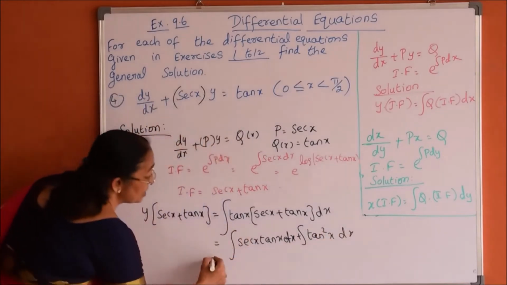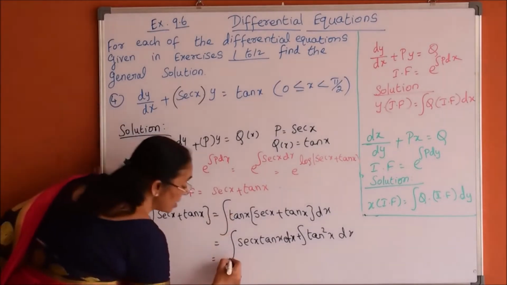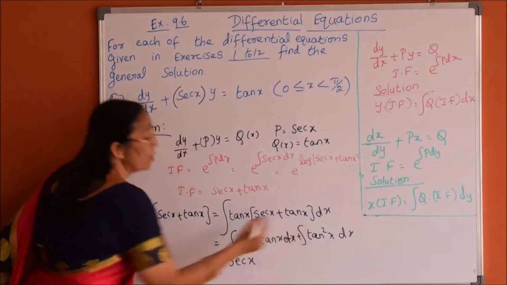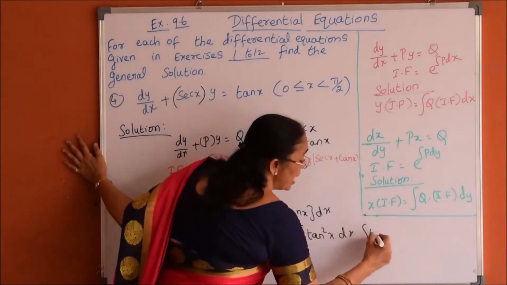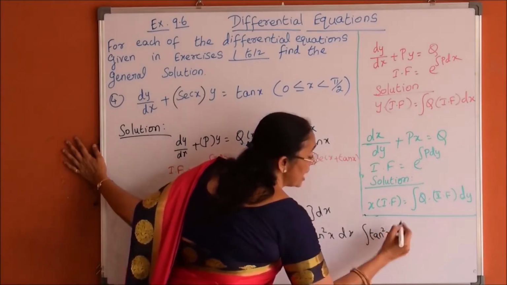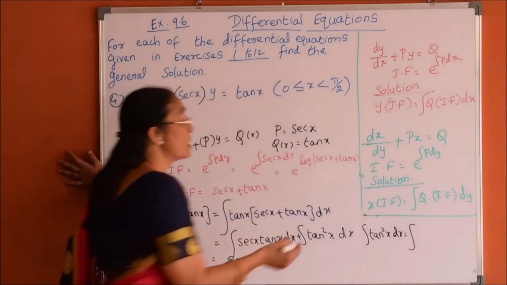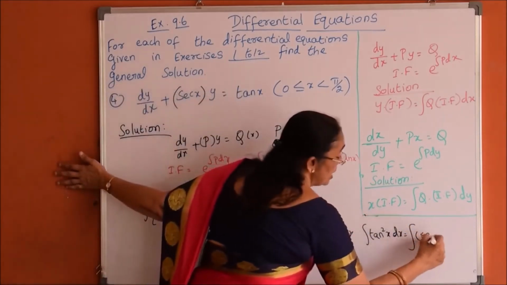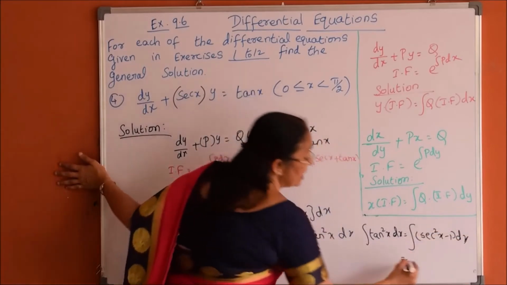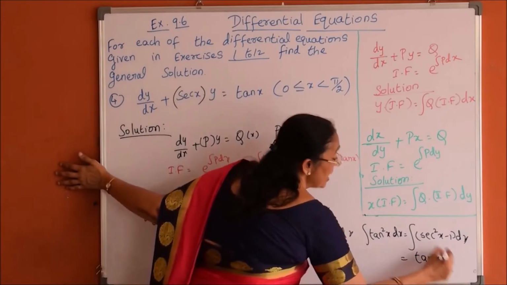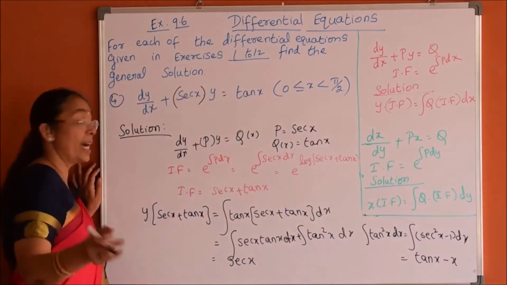Integration of secant x tan x is nothing but secant x. Now, coming to the second part, integration of tan square x. We can write integration of tan square x dx, where tan square x can be written as secant square x minus 1 by identity. Now, integration of secant square x is tan x, minus integration of 1 dx, which is x. The constant term we can add all together at the end.